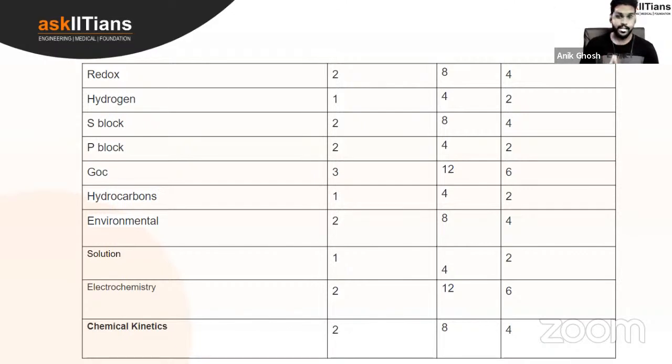In NEET as well, guys, we have seen that there are lots of clubbed questions in organic chemistry. And the S block question that I'm talking about, the hydrogen question, is also a clubbed question of hydrogen as well as the P block.